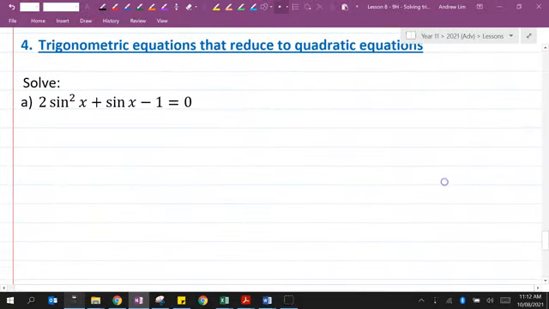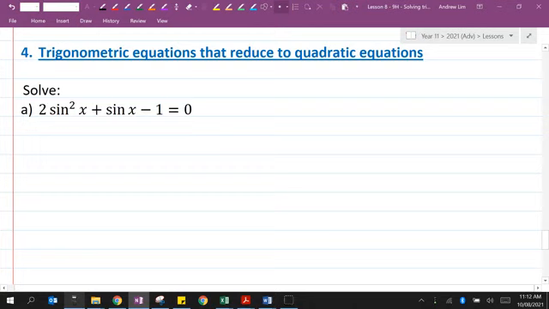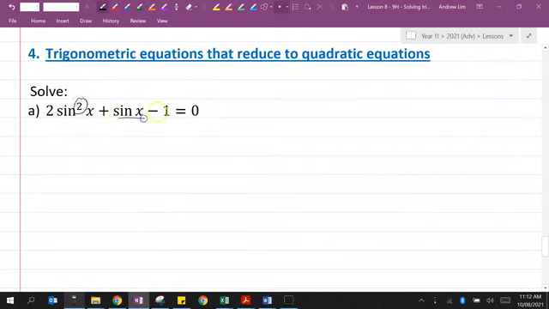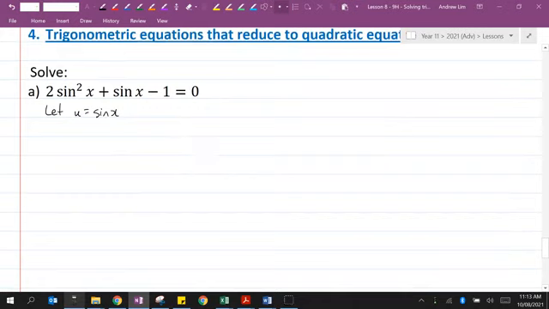Okay, last part of this video. Trigonometric equations that reduce to quadratic equations. So here we've got, solve 2 sine squared x plus sine x minus 1 is equal to 0. What you need to see here is that this is sine squared, this is just a normal sine. So we need to use substitution. We need to let u equal sine x, and we are going to rewrite this question as 2u squared plus u minus 1 is equal to 0.